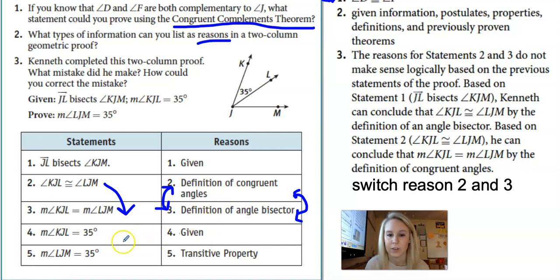Okay? It's totally fine that this given was way down here. If you wanted to put it first, you can, but that doesn't mean he's wrong in the way that he did that. All right. So that is 2 column proofs. Again, this takes practice, and so we're going to keep practicing, and then we'll get better at it, okay? And we'll do it all year.